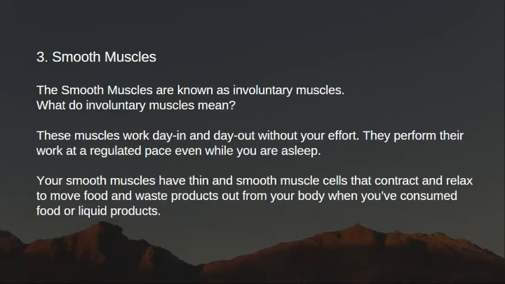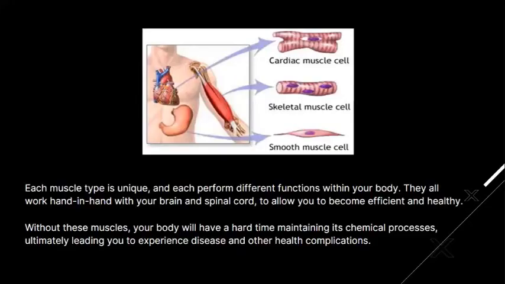So, yun yung tatlong kinds na muscles na meron tayo. No? And remember, each muscle type is unique and each performs different functions within our body. They all work hand in hand with your brain and spinal cord to allow you to become efficient and healthy. So, lahat sila, yung nabanggit natin na iba-iba yung function nila, di ba? Unique sila. May mga ilan na pagkakapareha sila, pero again, they are all unique.